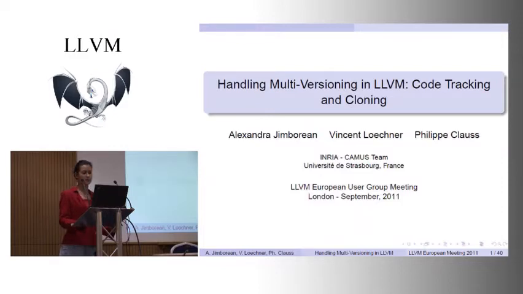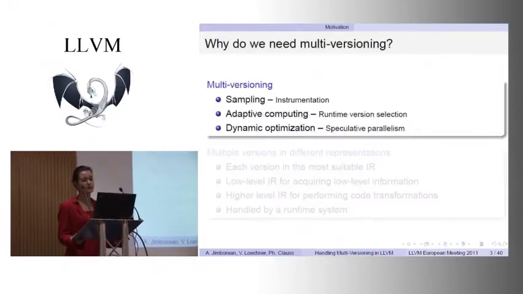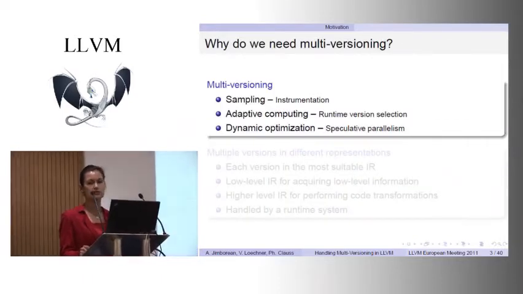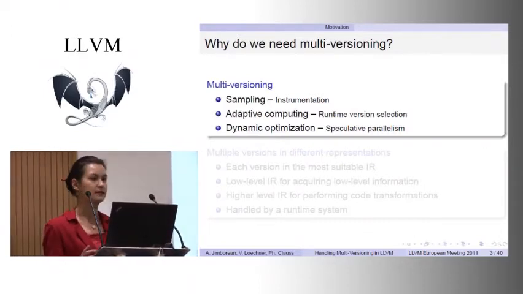So to start with, I'm going to give a short motivation. Why do we need multiversioning? For instance, if you want to do instrumentation with a low overhead, we can achieve this by doing sampling. We instrument for a while and then we don't instrument, so we have very low overhead.